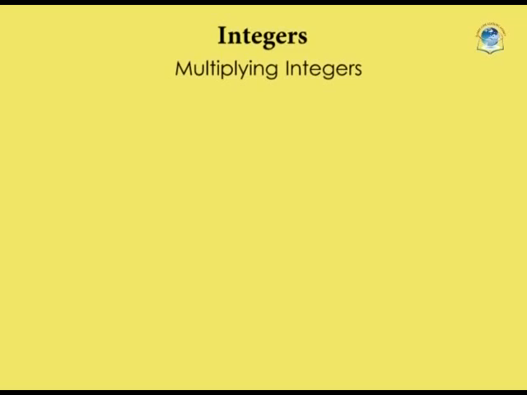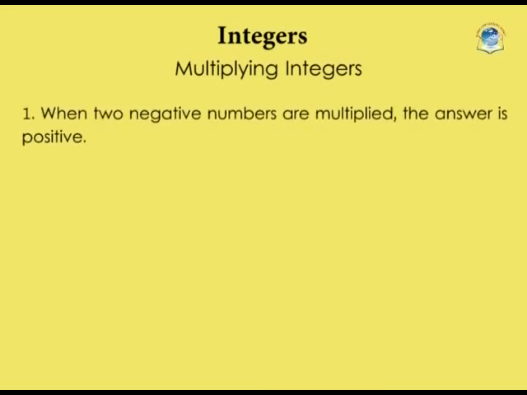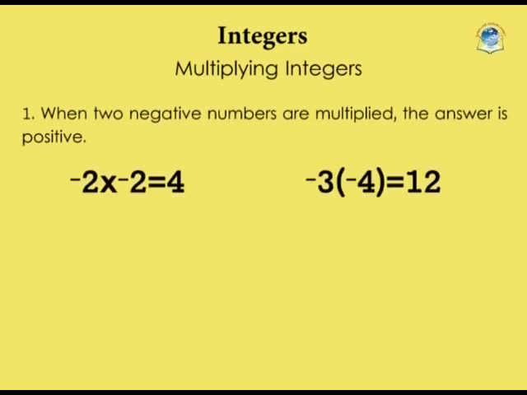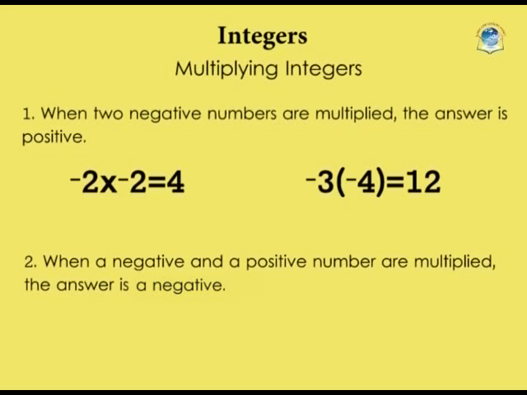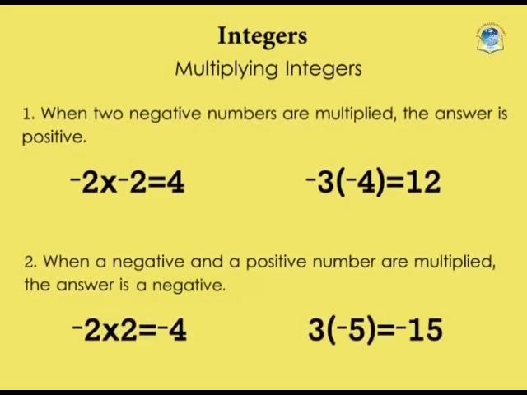Multiplying integers. Integers are multiplied just like all the other natural numbers, but with 2 important rules. 1. When 2 negative numbers are multiplied, the answer is a positive. And so minus 2 times minus 2 is plus 4. Minus 3 times minus 4 is plus 12. Secondly, when a negative and a positive number are multiplied, the answer is a negative. So minus 2 times 2 is minus 4, and 3 times minus 5 is minus 15.